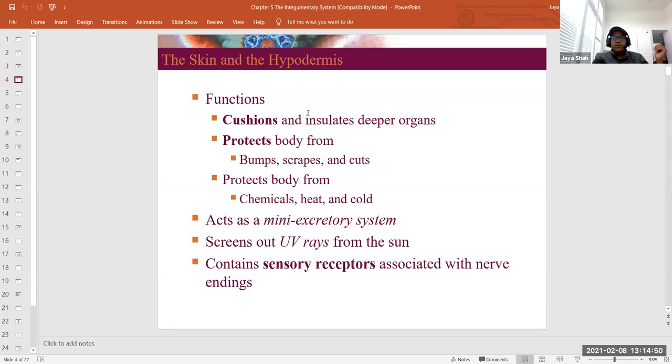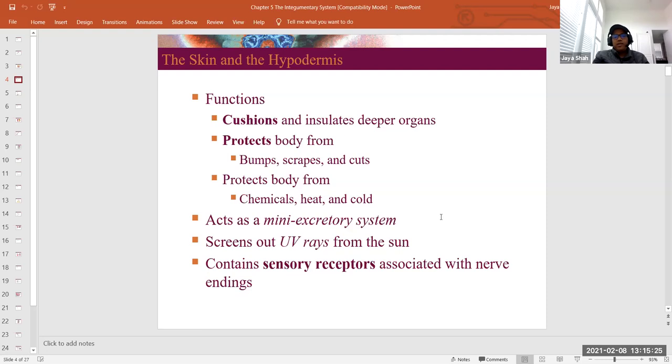Okay, so skin and the hypodermis. Function of the skin: it cushions and insulates deeper organs. So it gives cushion and insulation to your blood vessels, bones, muscles, and other structures. It protects your body from bumps, scratches, cuts, lacerations, and all kinds of physical trauma. It protects you from radiological and chemical trauma. So if you have any acid, it will not easily get inside your inner body parts. It protects you from heat and cold.